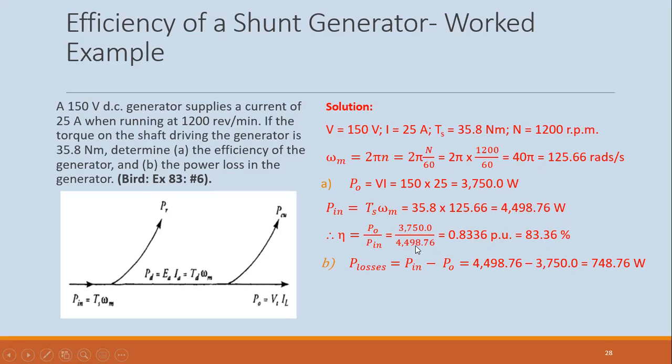All right. Losses can be found from this. We know that P in is equal to P out plus losses. So therefore, P losses would be P in minus P out. And that would be 748.76 watts.